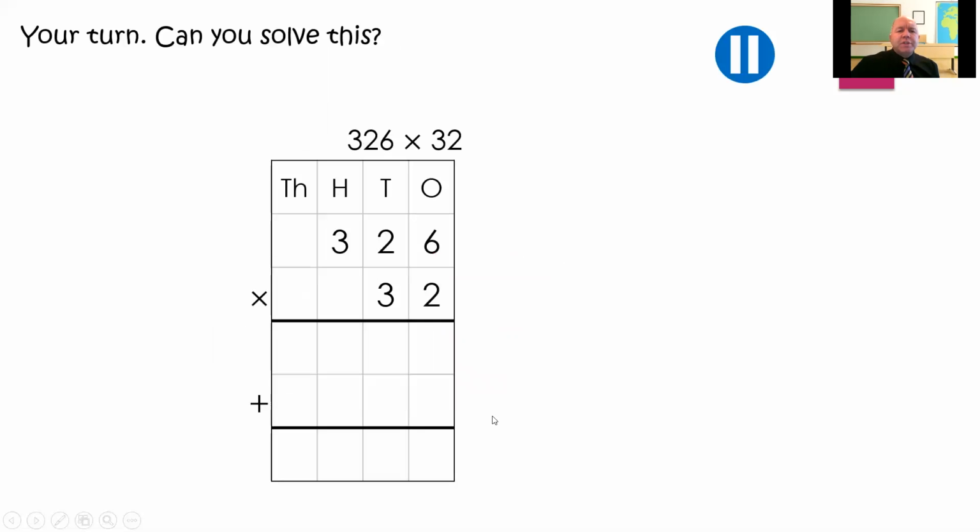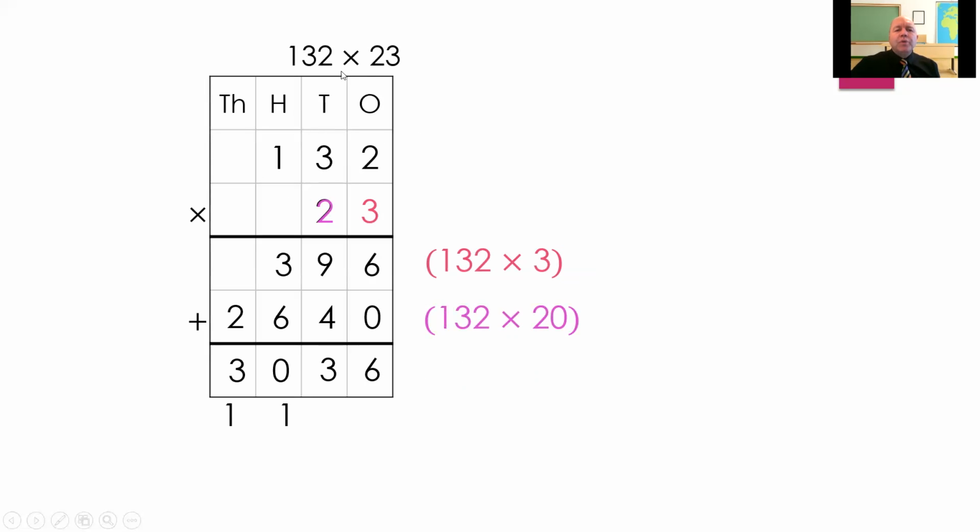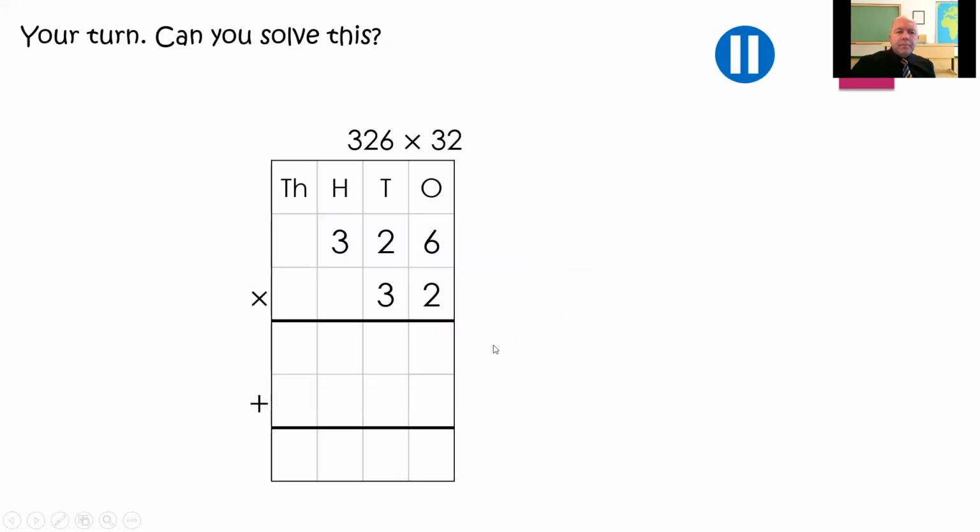So 132, sorry, I will go back to that, brush that a little bit. So 132 times 23 is 3,036. Okay, so exactly the same method, just that one extra step, because we're now dealing with the hundreds, not just the tens and the ones.